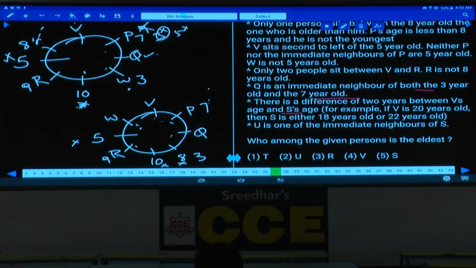That means U and S must be adjacent to each other. Then now U and S, if you take U can be 5-year-old, then S will be 8-year-old. U and S can be either 5 or 8. If U is 5, S will be 8, or if U is 8, S will be 5, isn't it? Now between these two, the previous information, what is the difference here? And between V and S, there must be exactly 2 years.